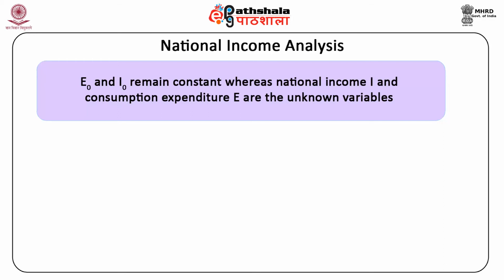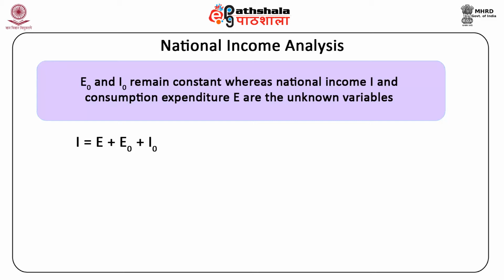Considering the equilibrium in the national economy, we know it is attained if national income is equal to the total planned expenditure. Mathematically, this can be written by means of a linear equation in two unknowns I and E. That is, I is equal to E plus E0 plus I0.